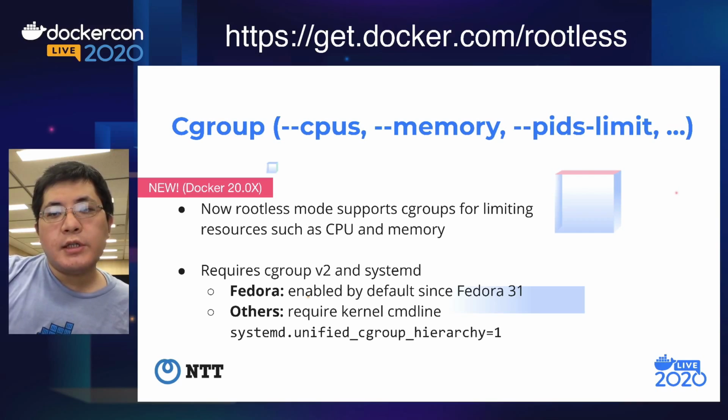Cgroup version 2 is enabled by default if you are using Fedora. But other distributions require changing the kernel command line via GRUB bootloader configuration. You need to specify systemd.unified_cgroup_hierarchy=1.